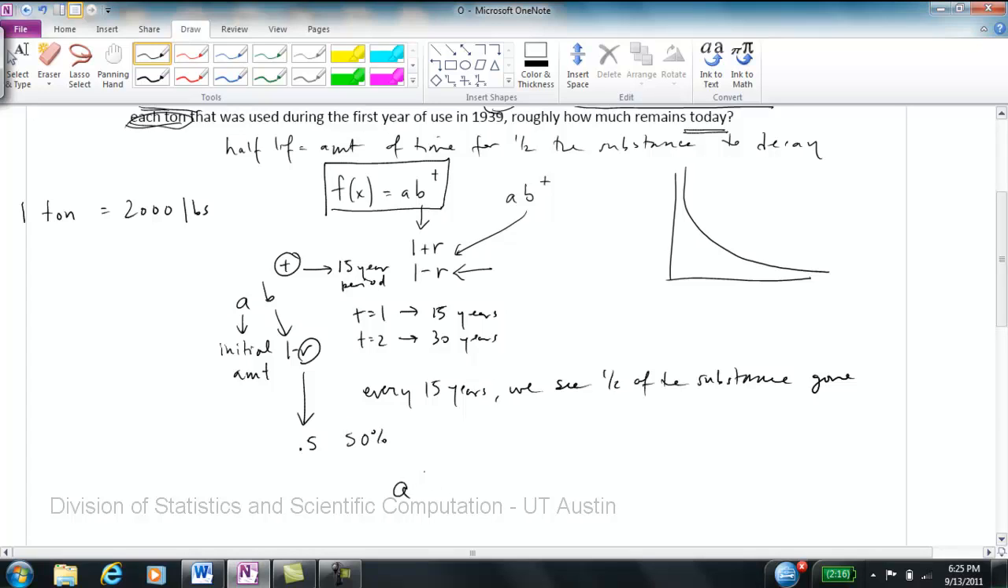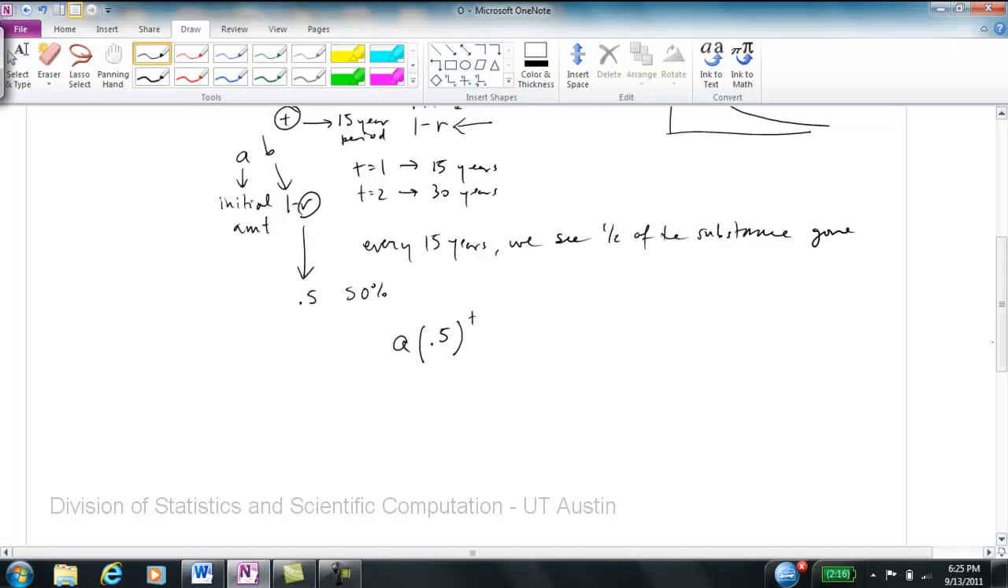So A, the initial amount, times B, which is going to be 0.5, because 1 minus 0.5 is 0.5, to the t, and t is going to be in units of 15 years. Our A, our initial amount, we can do a couple of different ways. Let's start by doing it where A is equal to 1 ton. So we have 1 times 0.5 to the t. So when I want to determine how much is left, I'm going to have to figure out how many t's, how many units of 15 years.